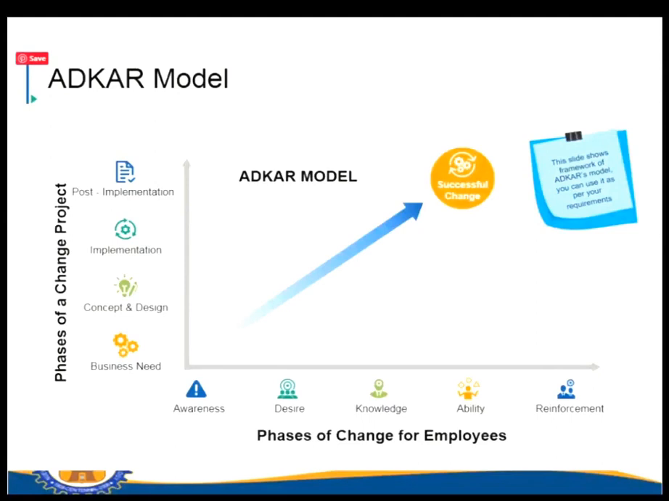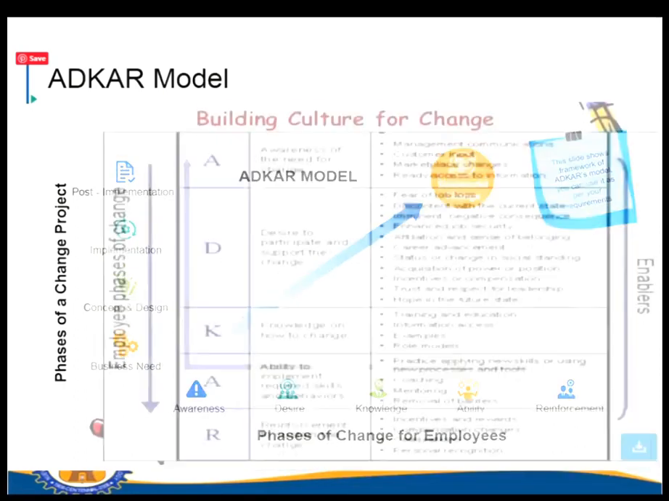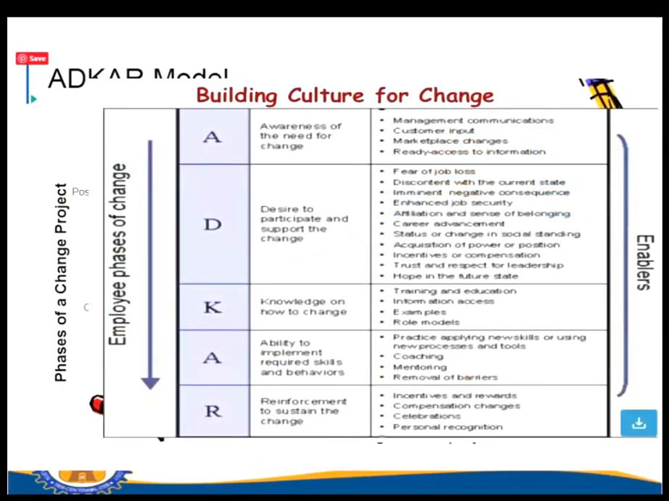So to further understand the ADKAR model, this is the graphical model for it. You will see at the bottom is awareness, desire, knowledge, ability, and reinforcement. On the right is business need, conceptual design, implementation, and post-implementation. So awareness of the need for change: management, communication, customer input, marketplace changes, and ready access to information.